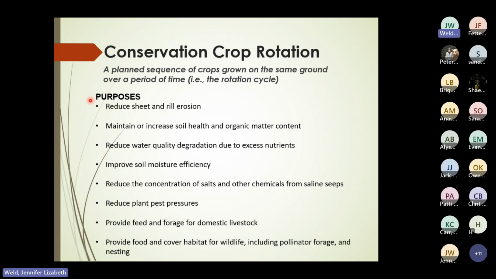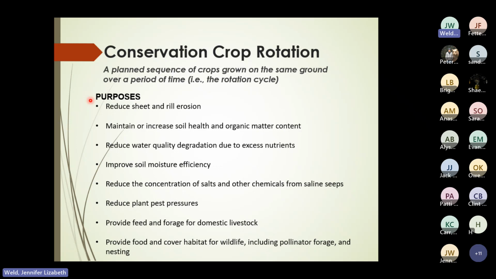But conservation crop rotations have the ability to address resource concerns associated with sheet and rill erosion that we looked at. They can definitely maintain soil health because they add and support organic matter content in the soil. It also affects how the water moves across the landscape. So you can often slow the runoff down. That helps with reducing the loss of excess nutrients. It also allows the soil to retain more moisture.